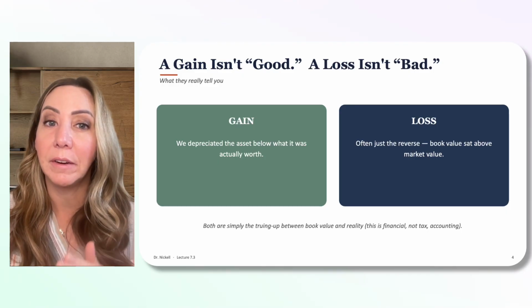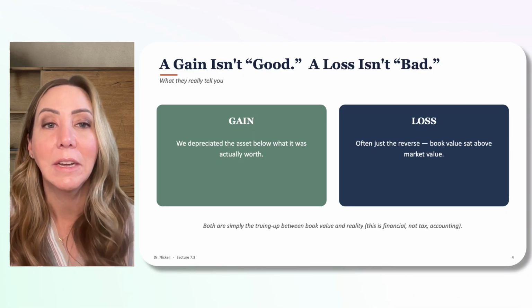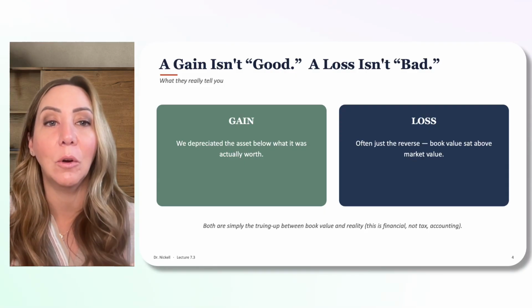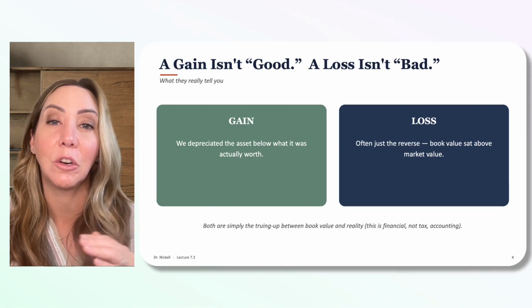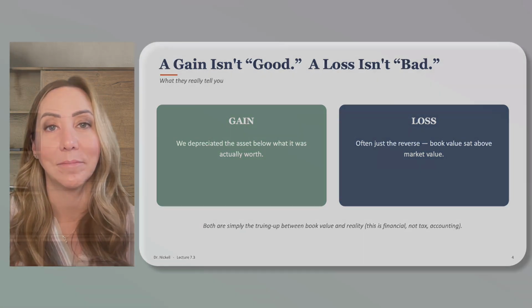And note, we're talking financial accounting here, not taxes. A gain you'd happily report to shareholders. It's actually taxable. We'll talk about taxes more later, but for now, a gain or loss on disposal is just the correction for the fact that the book value and market value were never the same thing.